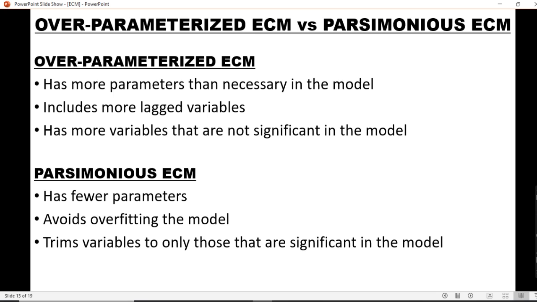So what we have to do next is to make sure we have a parsimonious ECM. A parsimonious ECM has fewer parameters. A parsimonious ECM avoids overfitting the model like the former ECM did. And also a parsimonious ECM trims variables to only those that are significant in the model. So let us go and trim those variables that are not significant.